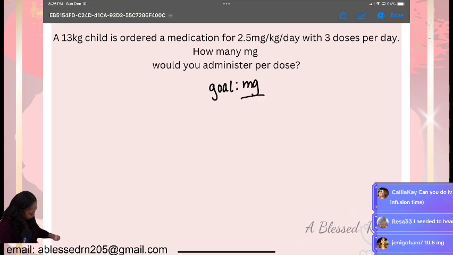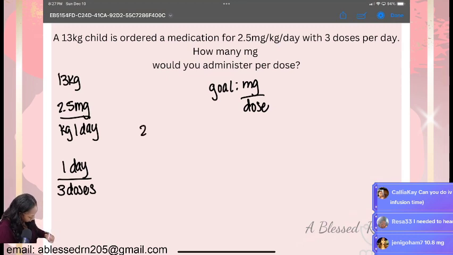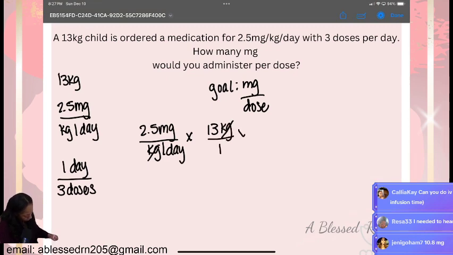Milligram per dose. So we got 13 kilograms in the child, 2.5 milligram per kilogram per day. And then in 1 day, there are 3 doses. So we got all of our elements to the side, okay? So if we're looking for milligrams, I'm going to start with my milligrams. So that's 2.5 mg per kilogram per day. So now we can get rid of our kilograms. It's already converted for us, so it crosses out. And now we need milligram per dose.